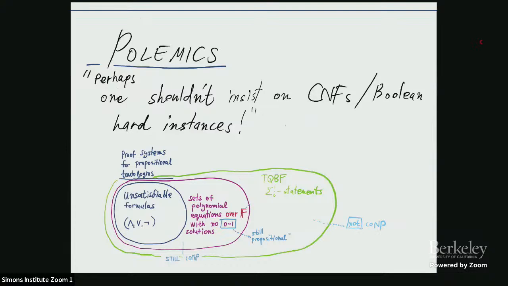So just to finish with some polemics. Perhaps we shouldn't really insist on CNF or Boolean hard instances. I ask you, the problems are solved here, so why do you think CNF is more naturally important than these very natural hard instances? This was a question that one should ask.